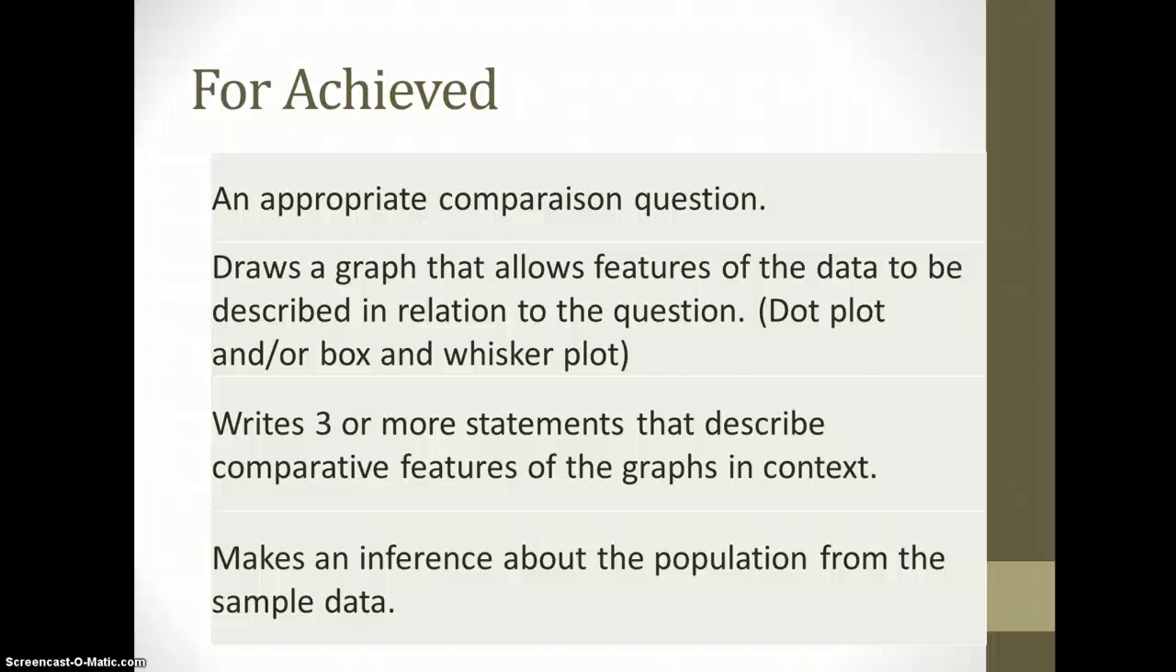What I aim to do in this video is take you through the entire PPDAC process and just point out some good exam technique to make the marker have no doubts that you are an excellent student. So very quickly, the basic outline of the project is to write a comparative question, draw some graphs, a dot plot and a box and whisker, write 3 comparative statements, and then make an inference about the population from the sample data.